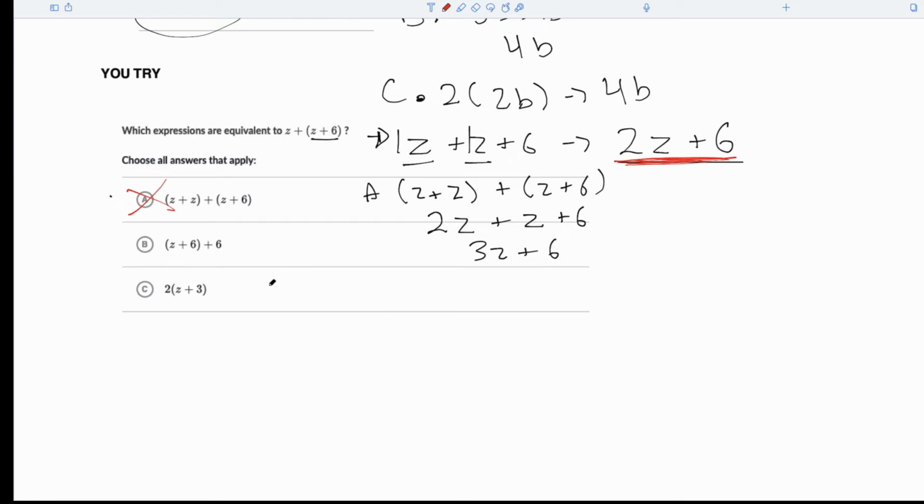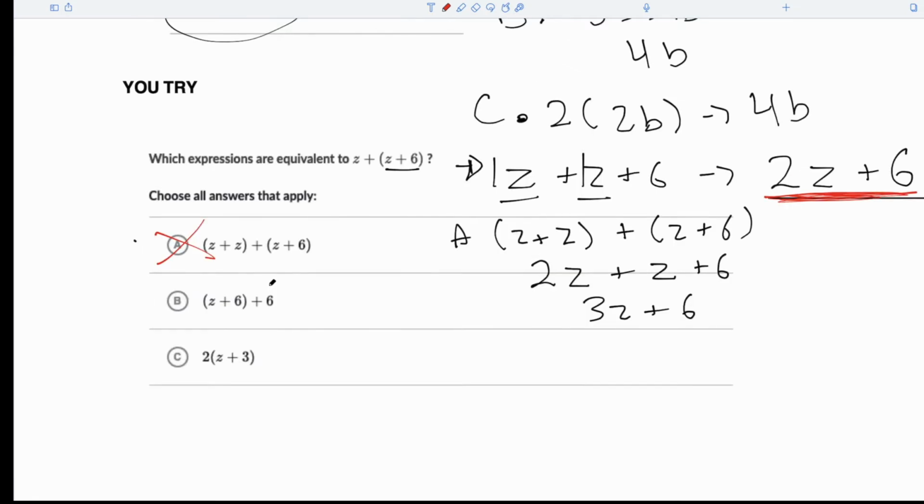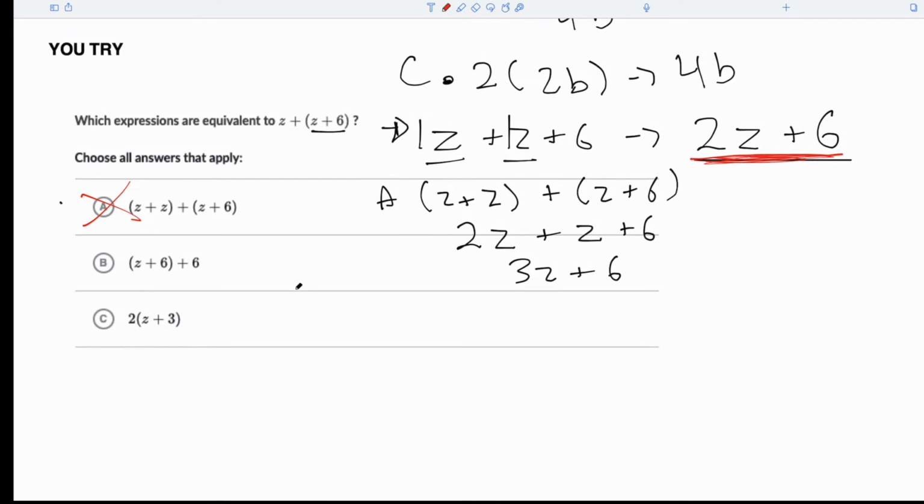Carson, if you're done, raise your hand if you have the answer. Simplify z plus 6 plus 6. Combine like terms. And then go to 2z plus 3. You can add 6 plus 6. Yeah, they're the same term. They're whole numbers. Plus 6 plus 6.